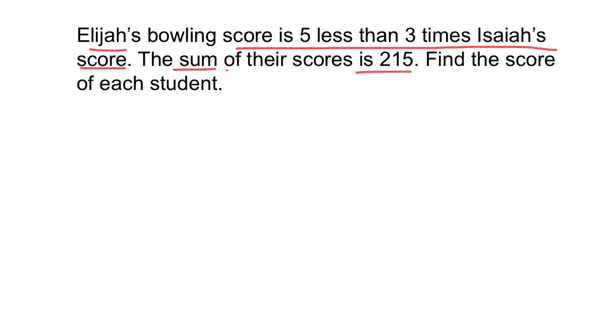Now, we can't solve an equation with 2 different variables in it. So I can't say E plus I equals 215 and be able to solve that, because there's no way to solve it in that form. Although this does say the sum of them, Elijah plus Isaiah would equal 215, I can't solve it the way that it's written. So what I need to do is figure out algebraically how can I show Elijah's and Isaiah's scores using the same variable and then be able to create that equal to 215.